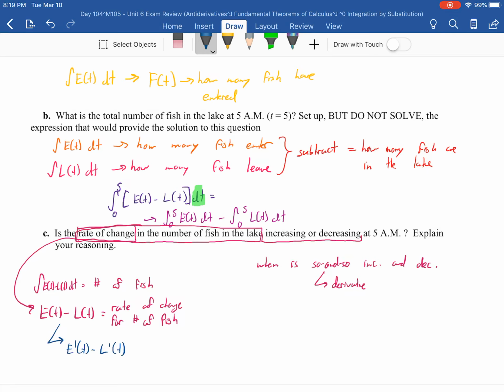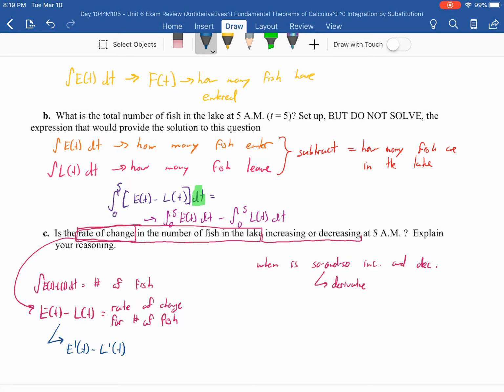Now you might be wondering, why am I not writing down these equations? We know the equation of E of t, we know the equation of L of t. You can write them down, nothing wrong with that. I typically write down the functions because it's shorter, it's quicker, it saves you time, especially on the AP exam. You want to save as much time as possible, especially on those free response questions. So that's what we want to look at. We want to look at the derivative of this expression.